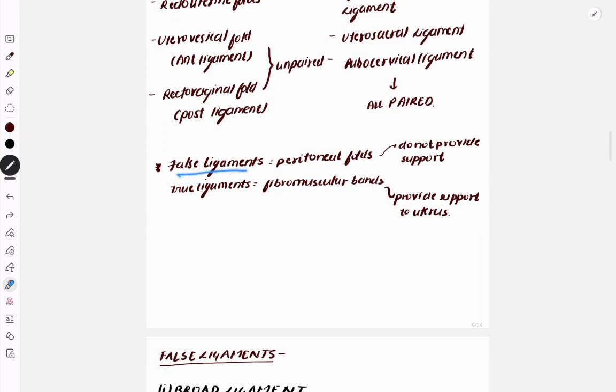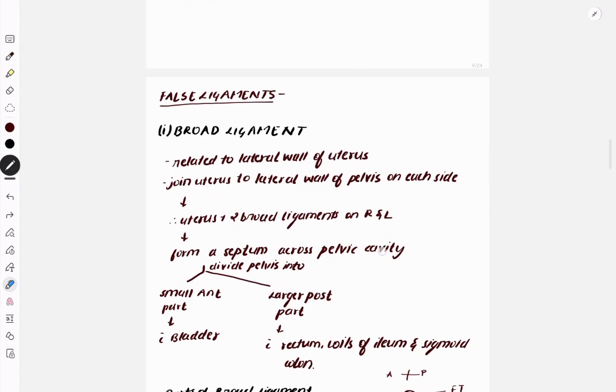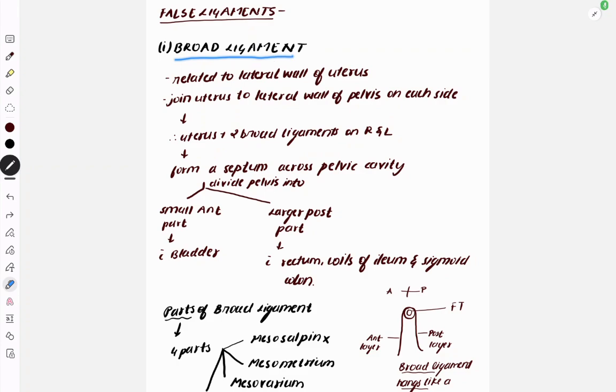First we'll start from false ligaments. As already said, false ligaments are just the peritoneal folds and they do not provide any support to the uterus. But true ligaments are fibromuscular folds, and therefore they are very important supports to the uterus. The first false ligament of the uterus is the broad ligament. This broad ligament is related to the lateral wall of uterus. This extends from the lateral pelvic wall to the lateral wall of uterus. So this joins the uterus to the lateral pelvic wall on each side, and therefore the uterus along with 2 broad ligaments on right and left side.